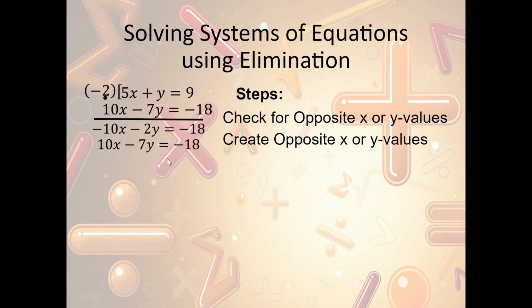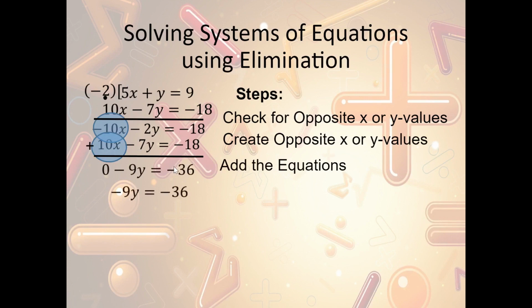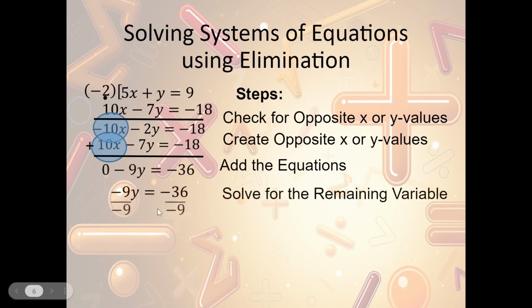And now I have opposite x values. So I can go ahead and add the equations. These will cancel out. I'm left with negative 2y plus negative 7y is negative 9y. And negative 18 plus negative 18 is negative 36. So now I just need to solve for the variable. So I'm going to divide both sides by negative 9. And I get y is equal to negative 36 divided by negative 9 is positive 4. So that's my y value.